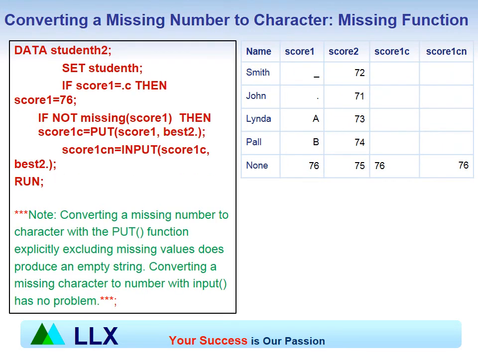In order to do so, we'll be converting a missing number to character with the missing function instead. We'll be using the missing function again in order to check if the variable is missing. As seen in the syntax in the left box, if not missing score1, then score1c equal put score1 comma best2 dot. This makes it so that SAS only converts the non-missing numeric data into character data. By default, SAS will then take any observations of score1 that were missing and make them missing for score1c too.